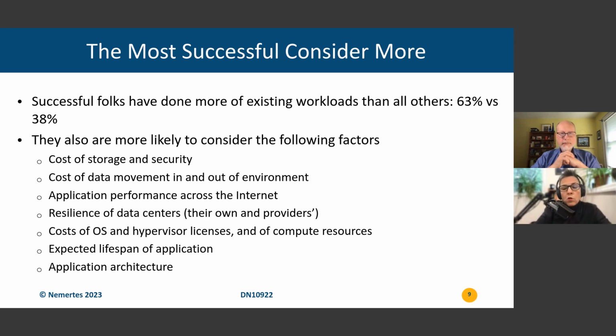They also were more likely to consider a whole slew of additional factors. John talked about the cost of storage and security and data movement. They also looked at things like application performance, resilience of data centers, both their own and providers', the costs of the OS and the hypervisor licenses and the compute resources, as John mentioned, the expected lifespan of the application and the application's architecture. And one of the really fun things about a WPP is that there's actually an infinite number of things you could potentially consider. So part of the act of defining one is deciding which ones matter to you.